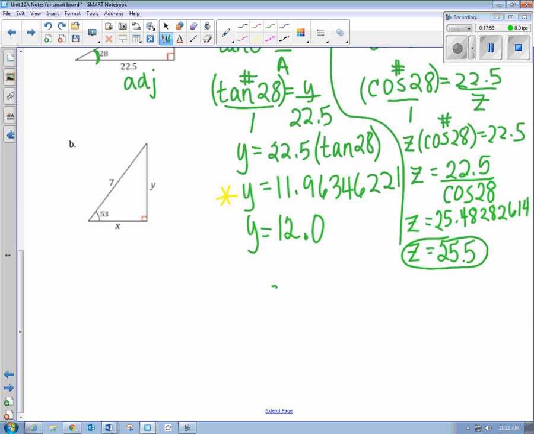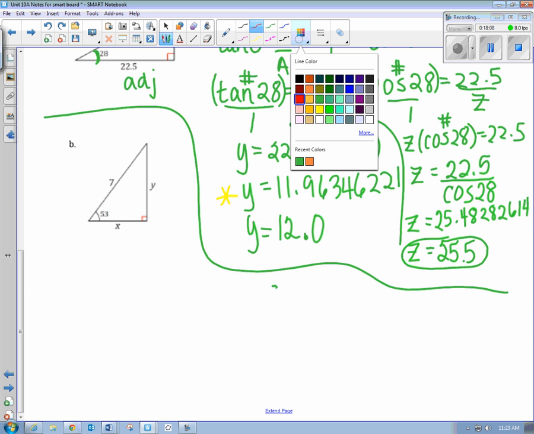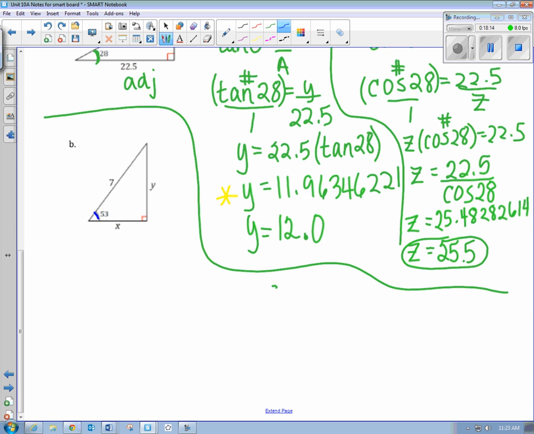For question B, we have the same scenario here where we have two variables that we're solving for. We're going to solve for those separately. So in this particular case, the angle that's being referenced is this angle of 53 degrees. This is my side opposite. This is my hypotenuse. This is the adjacent.